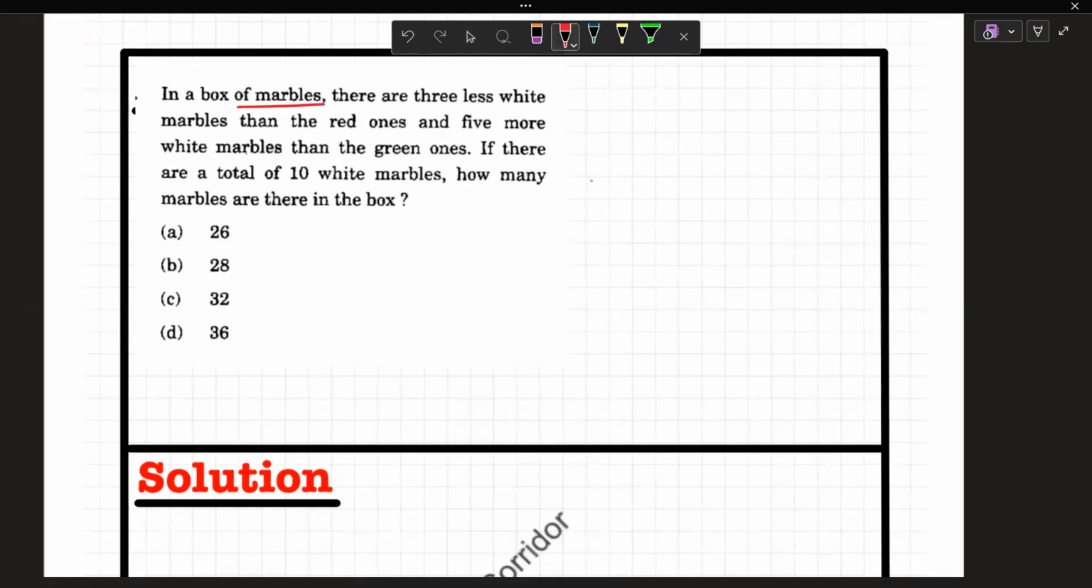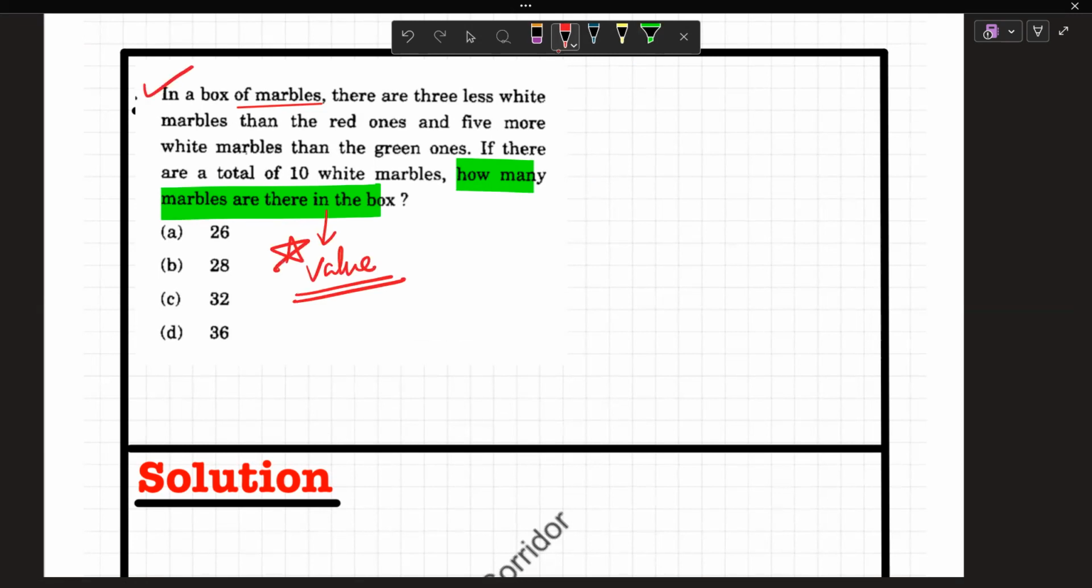In a box of marbles, again, let us read the last line first. How many marbles are there in the box? So it is asking me one thing. Whatever you do, you just evaluate the value. Now your key focus here will be evaluating. Now let us read the question.